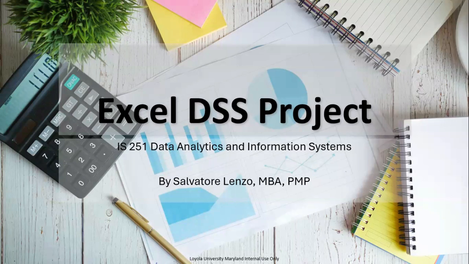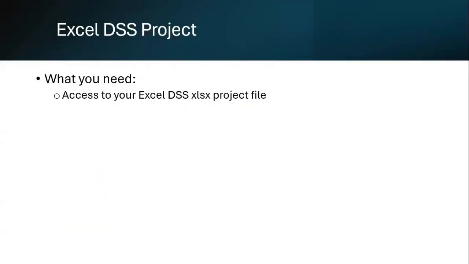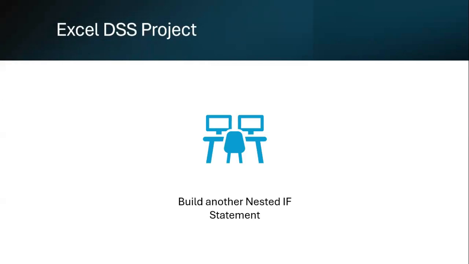Welcome to the penultimate Excel DSS project instructional video. Today you'll need access to your Excel DSS project file, and we will build yet another nested if statement to determine whether or not the price of a stock goes higher or lower or remains the same from day to day. This will set the groundwork for the final video, in which you will determine whether you are right or wrong for buying or selling a stock.